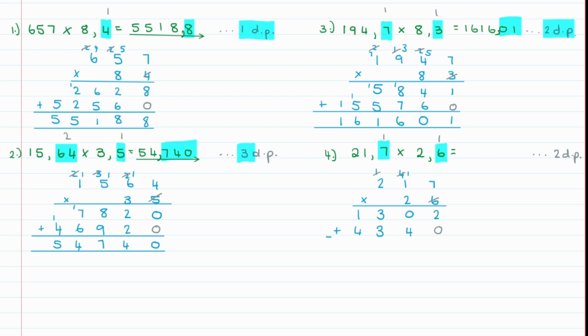For the last question, your first line should have come to 1,302 and your second line to 4,340. When you add those together, you should have ended up with 5,642. But remember, you need 2 decimal places in your answer. So when you separate the last 2 digits and insert your comma, you end up with 56,42.